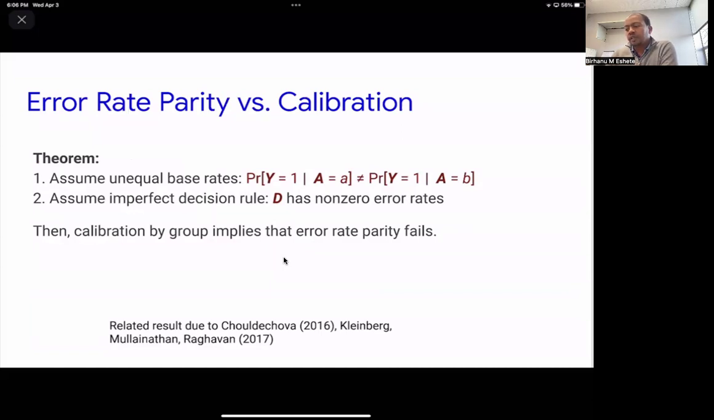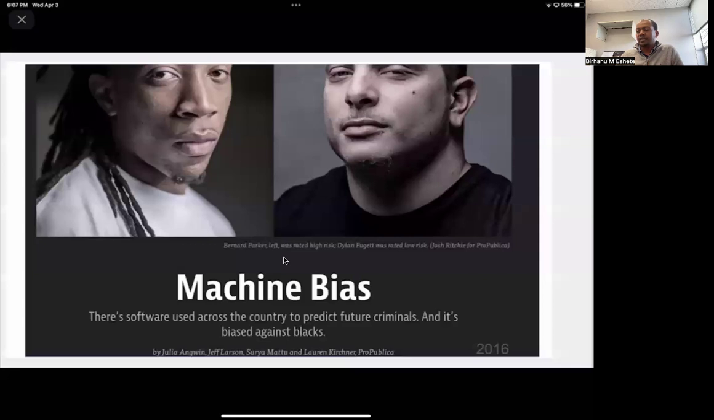Then you also assume an imperfect decision rule, because D always has non-zero error rates, right? We're dealing with a sampling of some distribution. We've not collected all samples out there. So calibration by group implies that error rate parity is not going to work. It's going to fail.